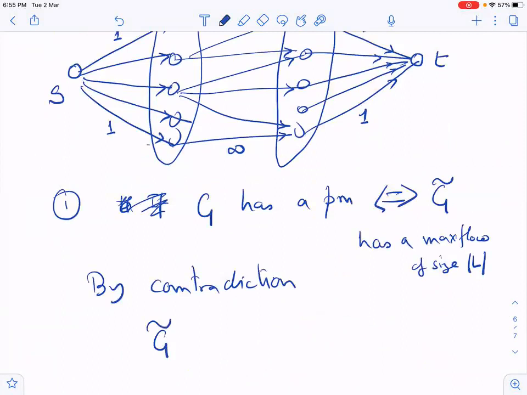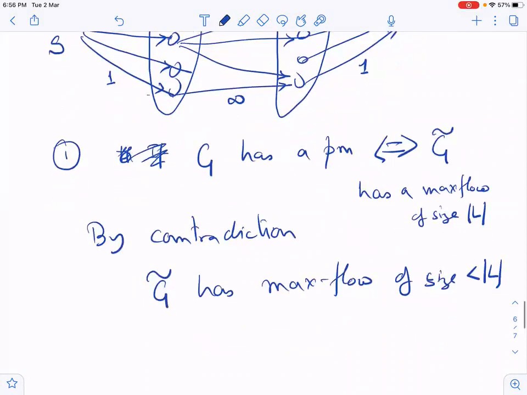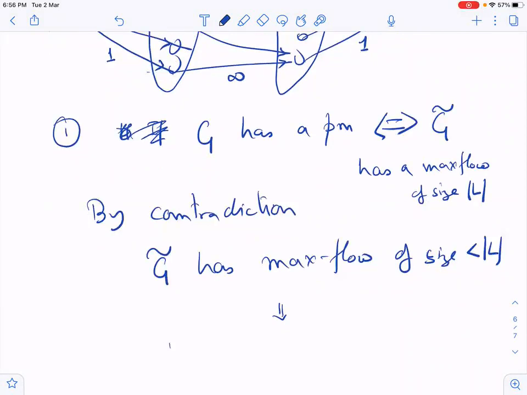G hat has max flow of size strictly less than L, which means again that G hat has min cut of size strictly less than L. Sorry, what am I doing here? Strictly less than L. Is this clear so far?